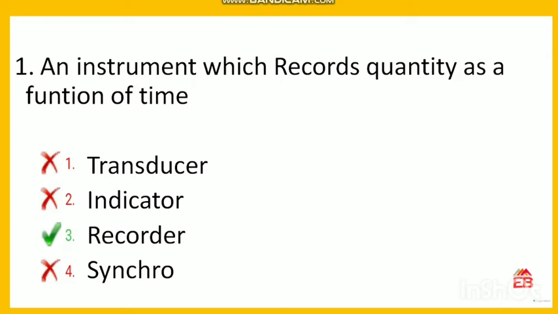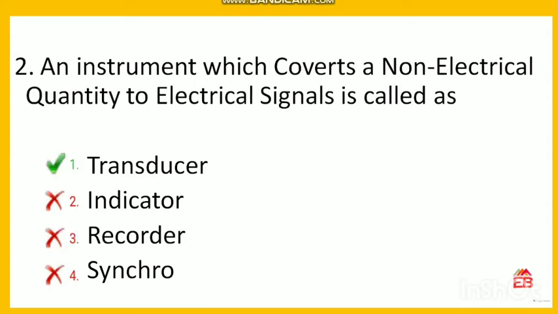So the first question is, an instrument which records quantities as a function of time is called as the transducer, indicator, recorder or synchro. So the correct option is recorder. Option 3 is correct. Next is an instrument which converts a non-electrical quantity to an electrical signal is called as transducer, indicator, recorder or synchro. So here the correct option is the instrument which converts non-electrical quantity into an electrical signal is a transducer. So option 1 is correct.